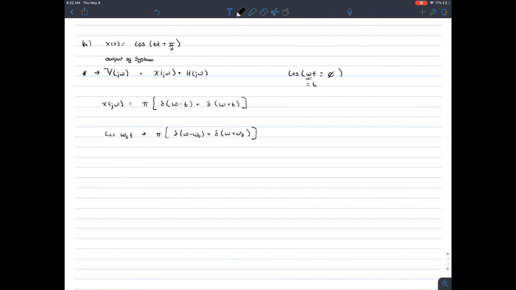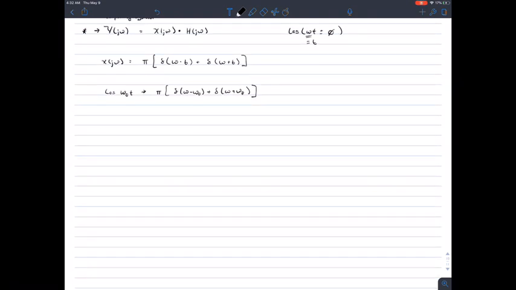Okay, it's that easy. So now we get into the part where it's going to start taking a little bit of work. So we're going to have, bringing this down here, y of j omega is going to be equal to x of j omega, which is this, pi delta omega minus 6 plus delta omega plus 6.